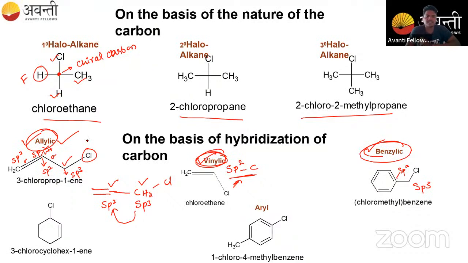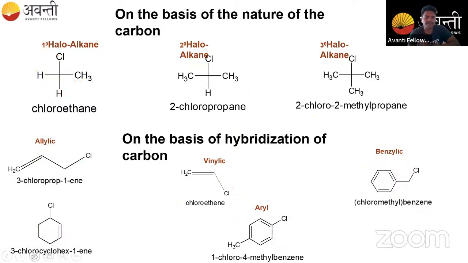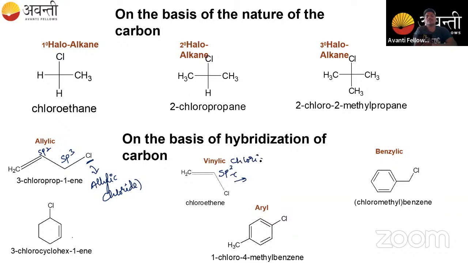Once again, I will erase this. Just see here very carefully. Now see here, allylic carbon: this is sp3 and this is sp2, and this is chlorine. So this is called allylic chloride. And here chlorine is directly attached to an sp2 carbon, so this is called vinylic chloride.